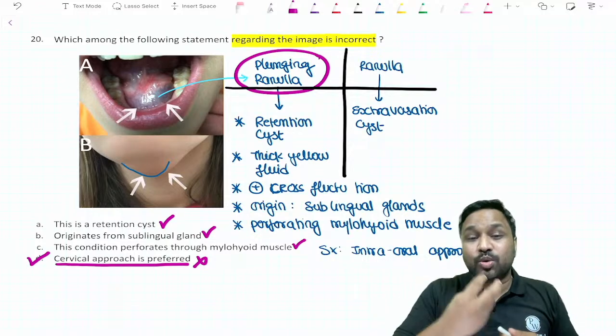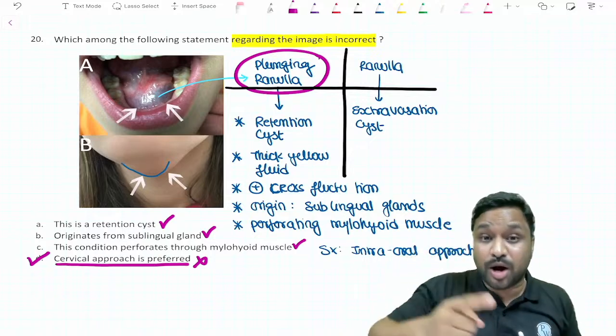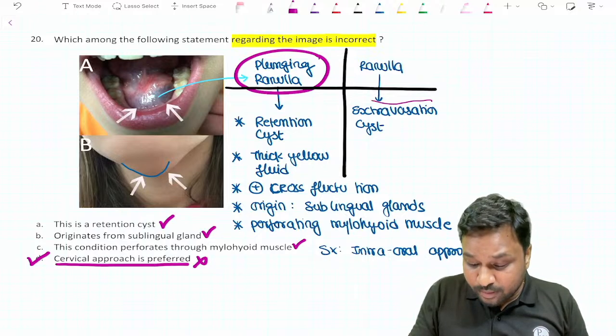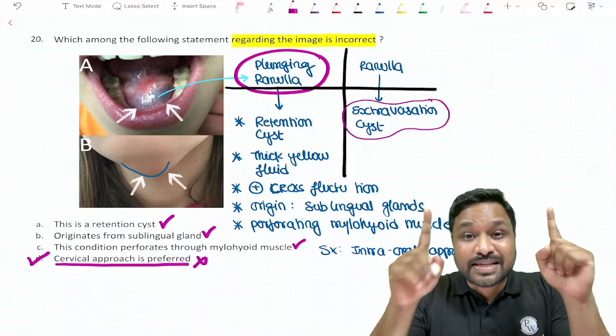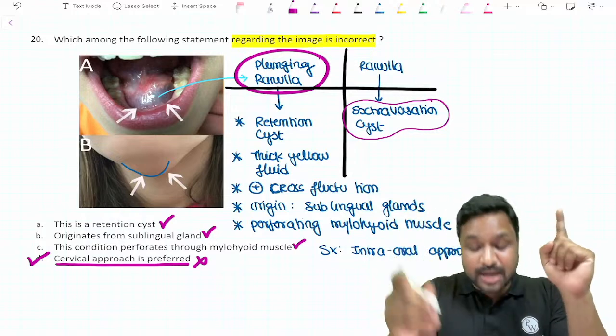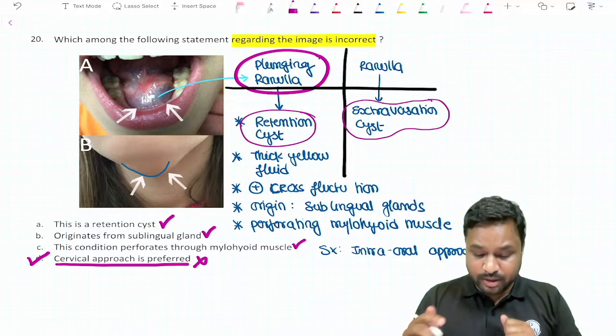Remember, the ranula is only limited to the base of the tongue. It is also called frog's belly. It results from an extravasation cyst. Remember, ranula is extravasation. Plunging ranula is a retention cyst. That is your exam question to remember, right?